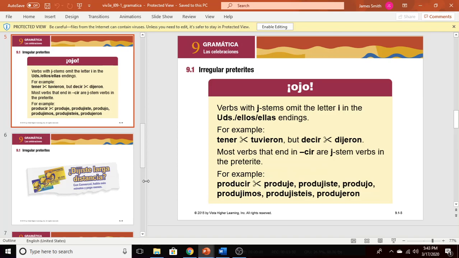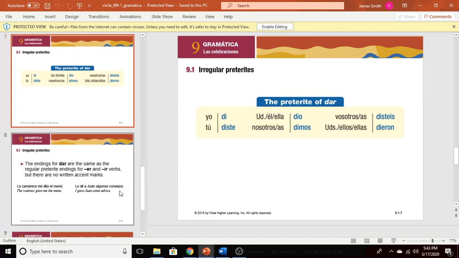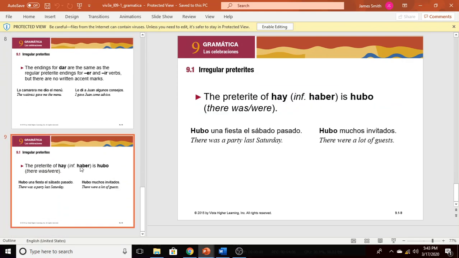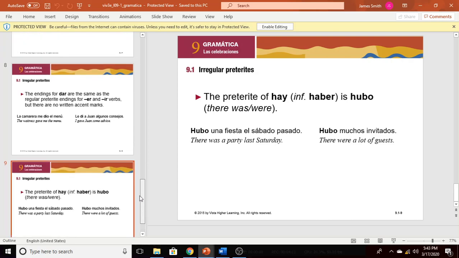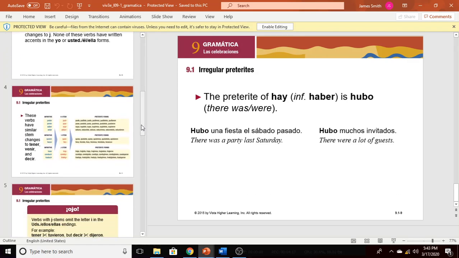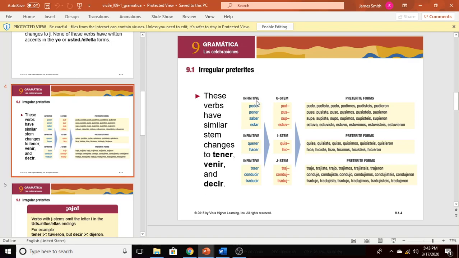Producir, produjeron. Okay. They also take this opportunity to throw in the verb dar, to give, in the preterite. Di, diste, dio, dimos, dieron. And the preterite of haber is hubo, so there was. I know I went through that kind of quickly, but this is really what you need to get out of it. This is the important page.